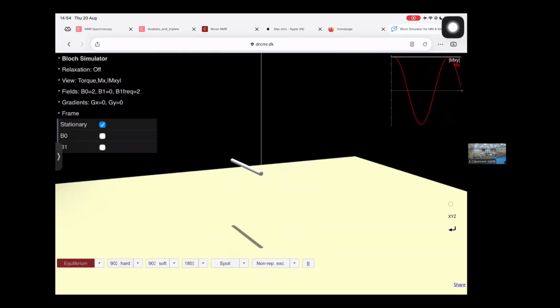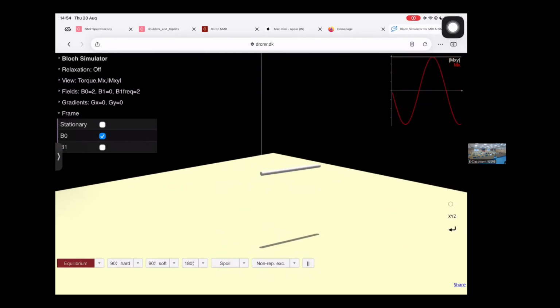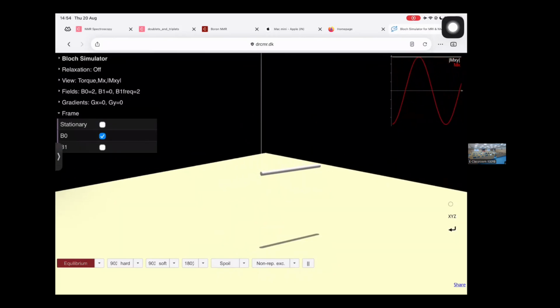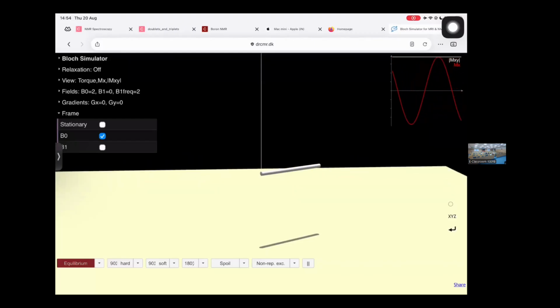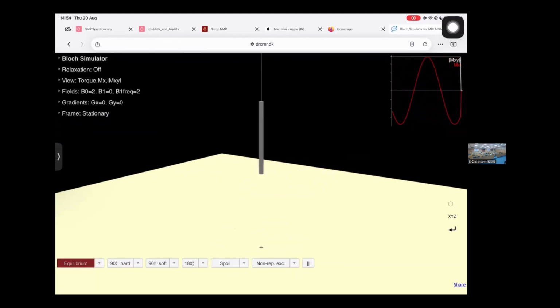Let's say we go to the rotating frame. You see that the frame starts to rotate and your magnetization appears static. This is the M cross B part of it. So this is why we go to the rotating frame. Let's say we are in the lab frame. I want you to observe a few things on this. So let's go back to equilibrium. Are you guys able to see the shadow on the yellow plane that you see?